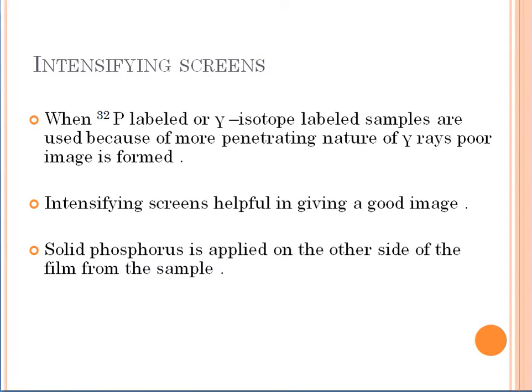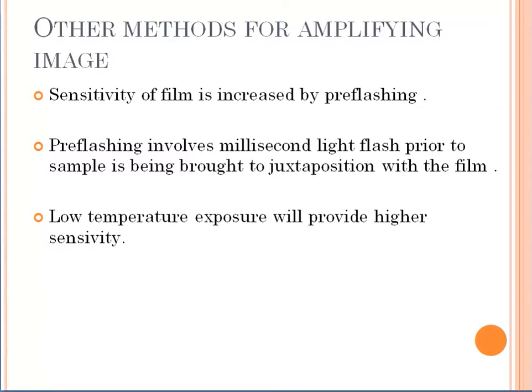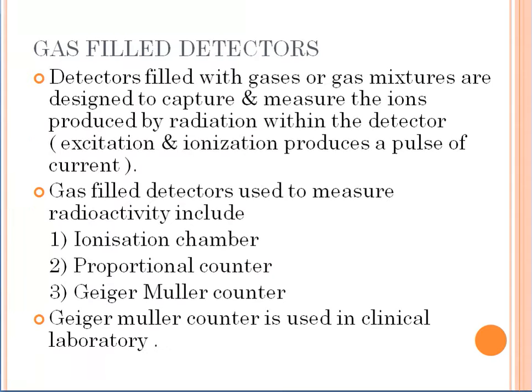Intensifying screens are another method of amplifying the image. The sensitivity of film is increased by pre-flashing. Pre-flashing involves a millisecond light flash before the sample is brought into juxtaposition with the film. A low temperature during exposure will provide higher sensitivity.